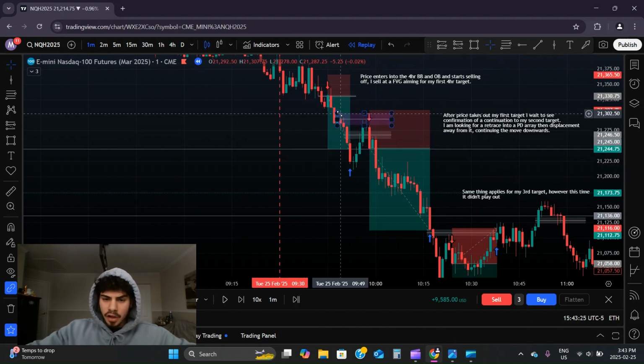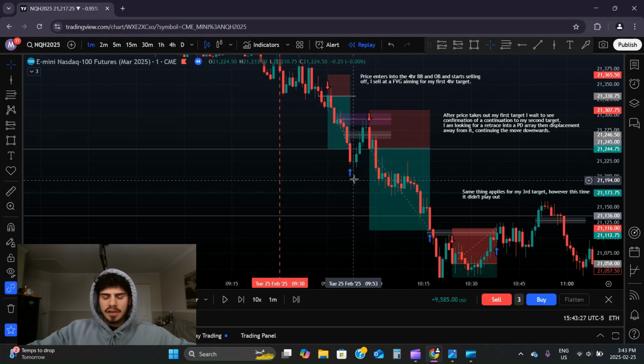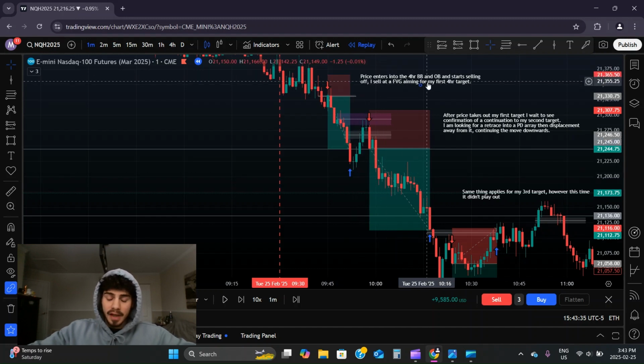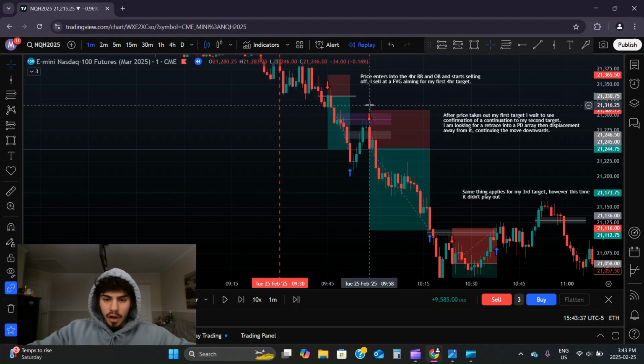Okay, next. So we have the first move down into the first target. And we get a retracement. Now we're seeing, okay, is it going to break structure and keep going up? In that case, I'm not going to take a setup. Or are we going to keep going lower?